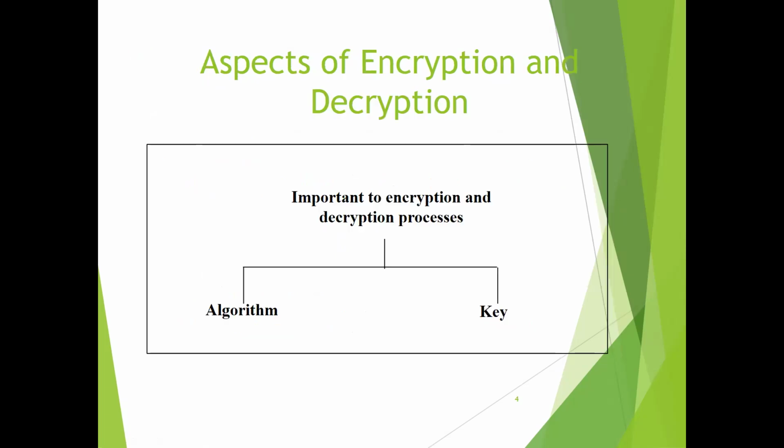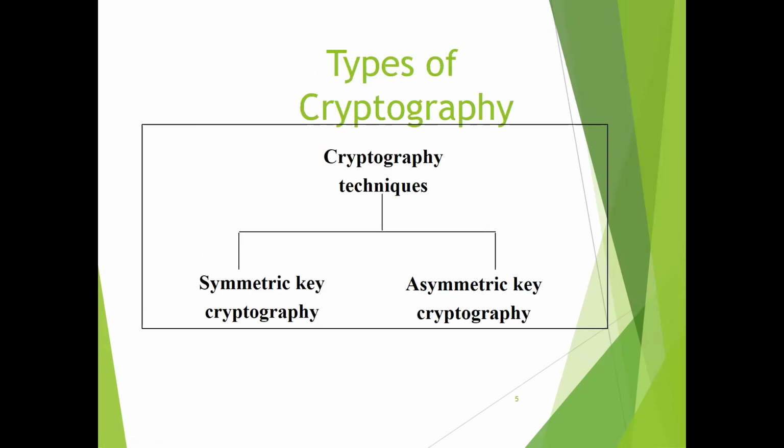Now, talking about the aspects of encryption and decryption, the most important thing in these processes is first the algorithm that we are using, and the second important thing is the key that we will be using. So these two are the important things, and there are various cryptographic algorithms, like symmetric and asymmetric.